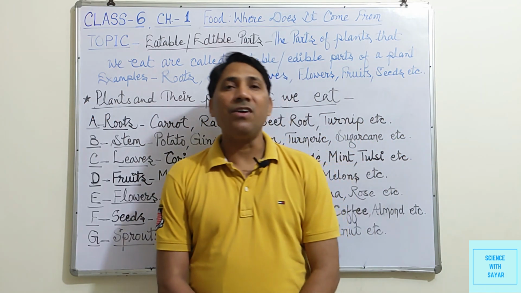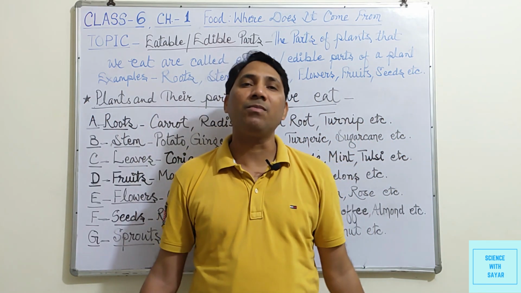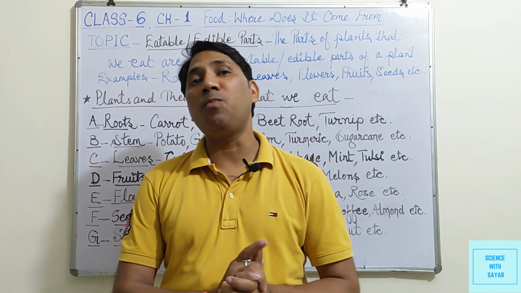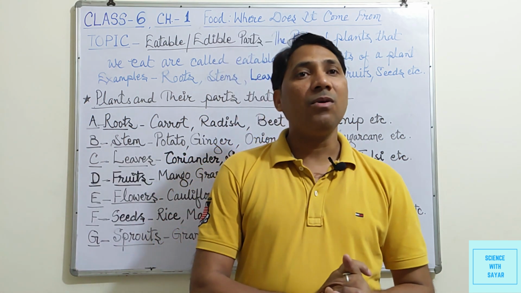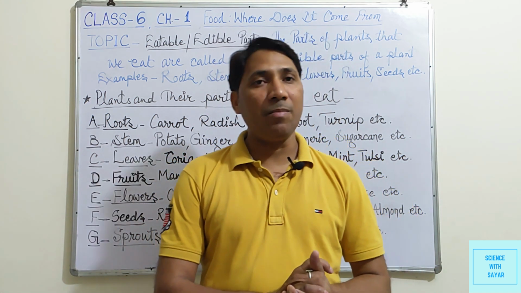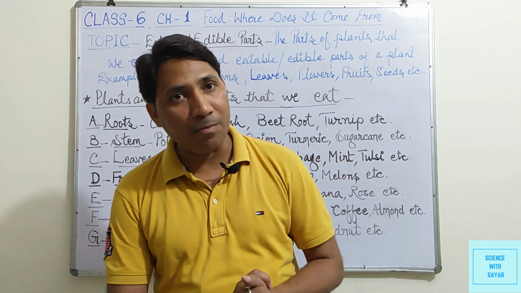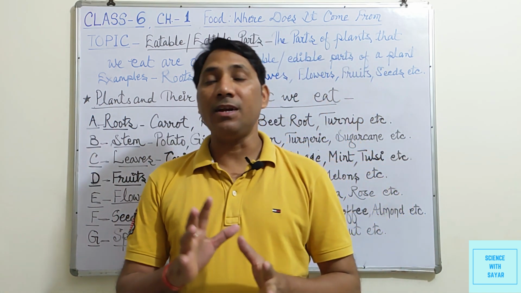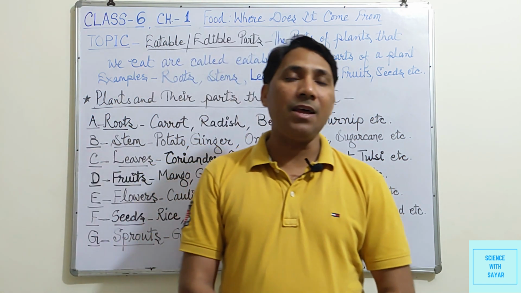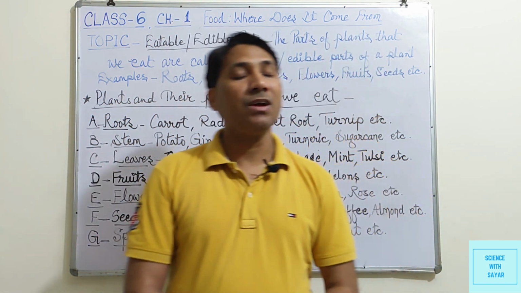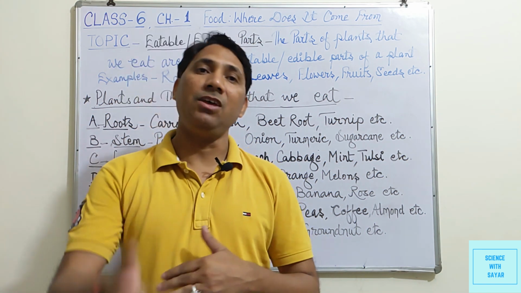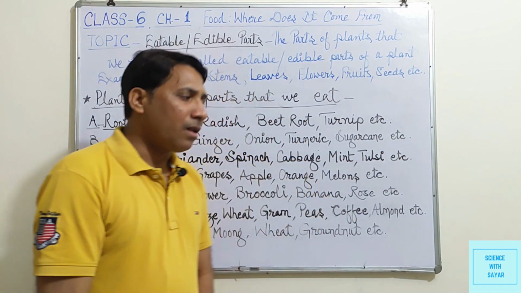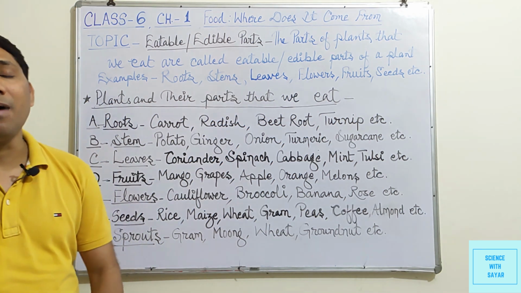We eat different types of food items that we obtain from plants. In some edible parts, we eat the root parts of the plant, in some we eat the leaves, some the flowers, some the stems. These parts that we eat are roots, stem, leaves, flower, seed, fruits, etc. All these parts of a plant that we eat are known as eatable or edible parts of a plant. Now we can take examples of these parts.